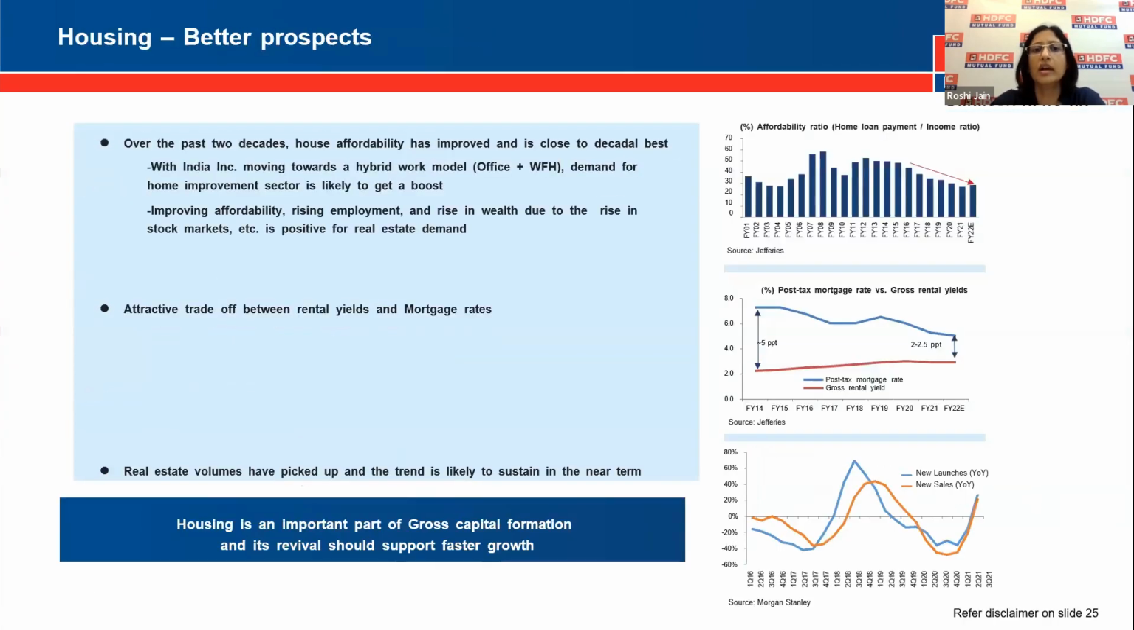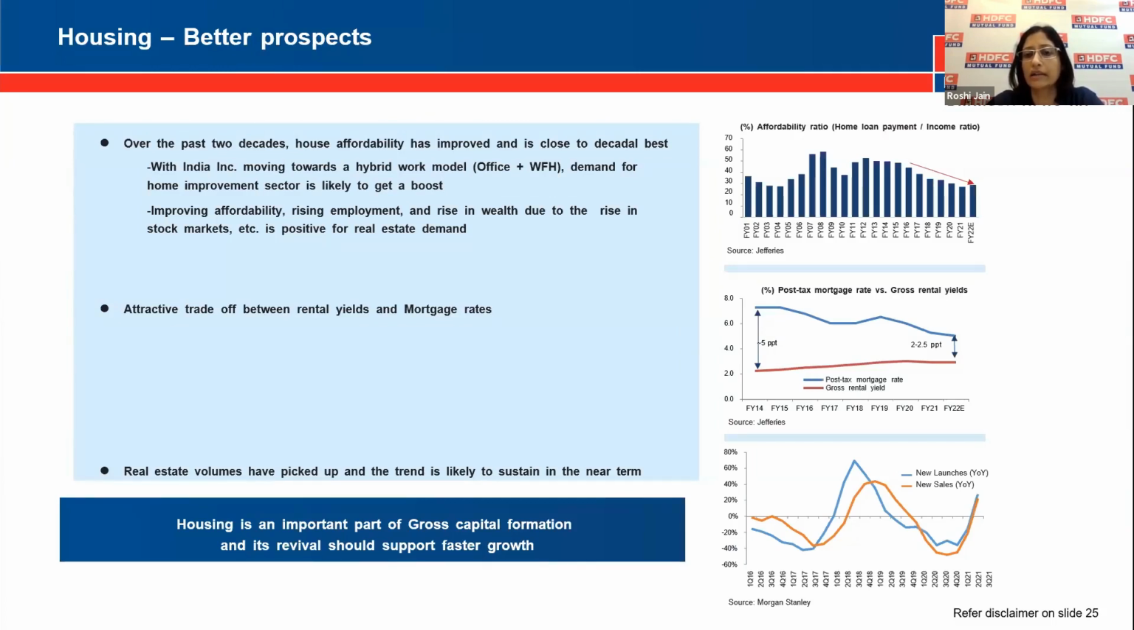Let me shift now to the next part of the investment activity. So investment activity broadly covers three aspects: corporate Capex that I've talked about, household Capex, and infrastructure. Household Capex, again, is a significant component of total gross capital formation. And after almost a decade of a poor real estate cycle, I think we've now seen that change.